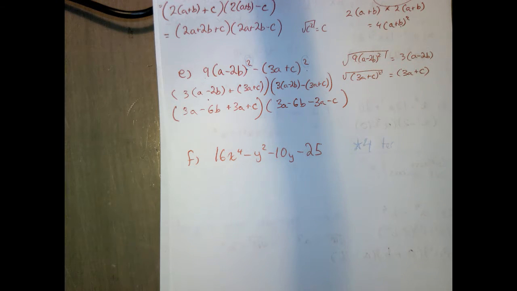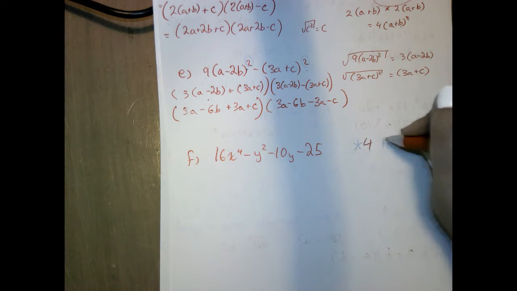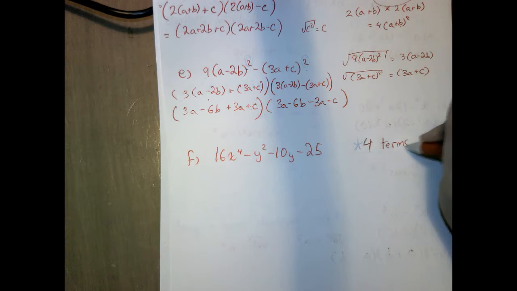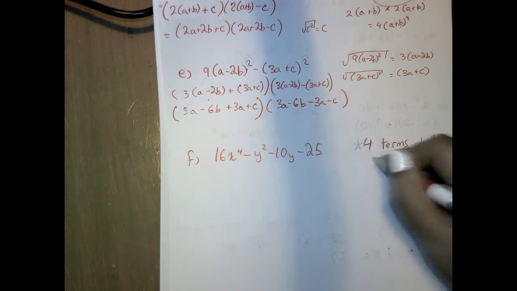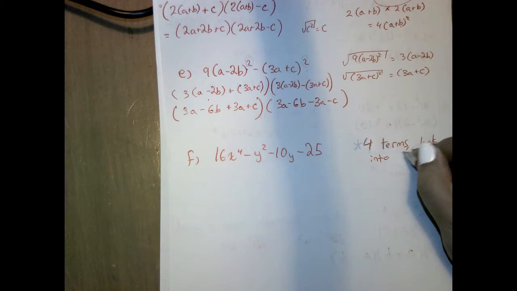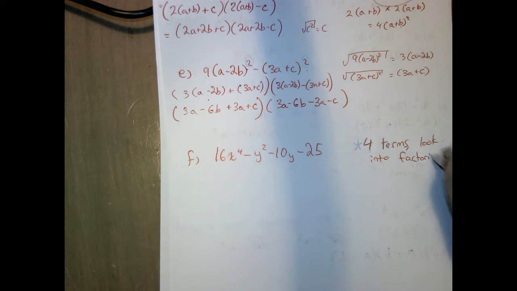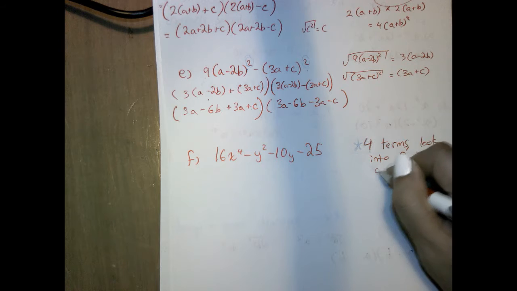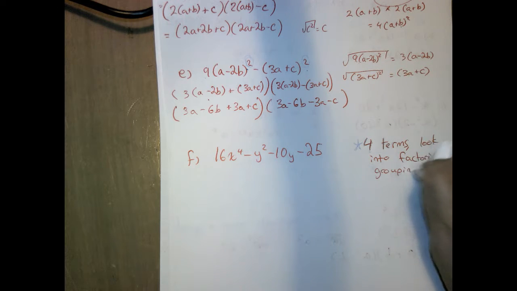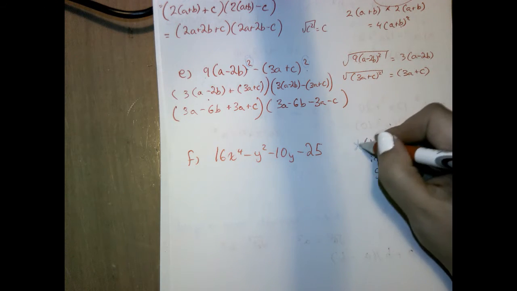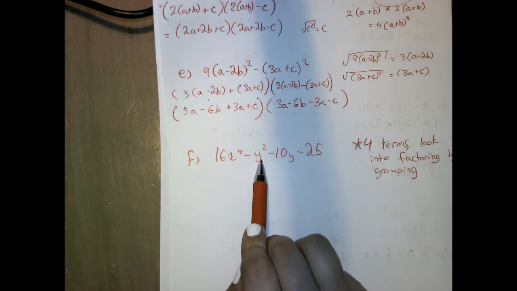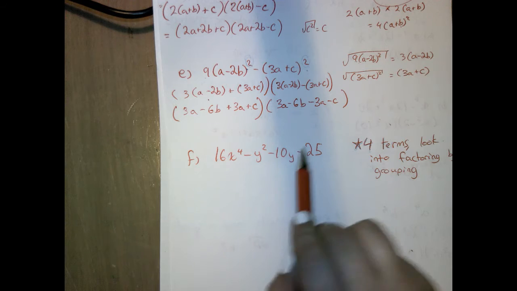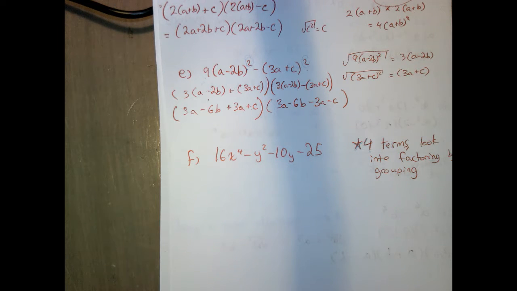seems like my pen is running out of ink, so I'm just going to write it in red. If we have 4 terms, look into factoring by grouping. So we looked at factoring by grouping by combining the first 2 terms and factoring them, and then combining the second 2 terms and factoring them.